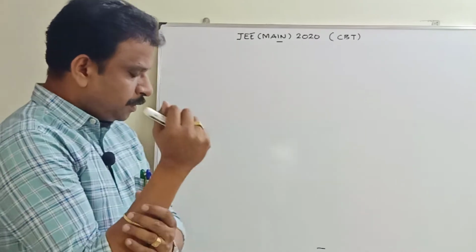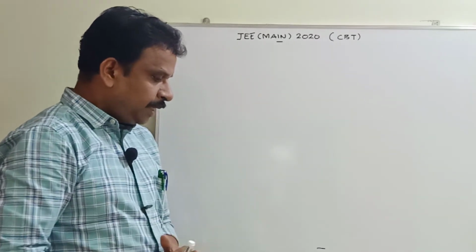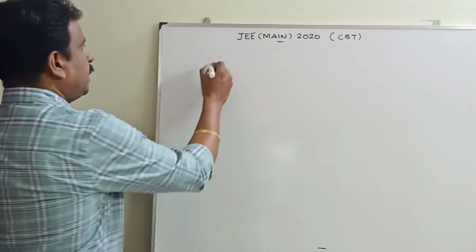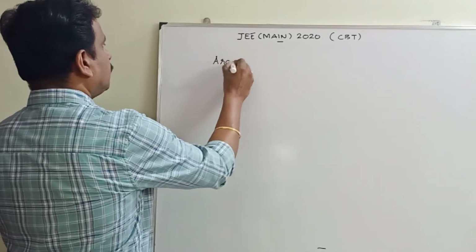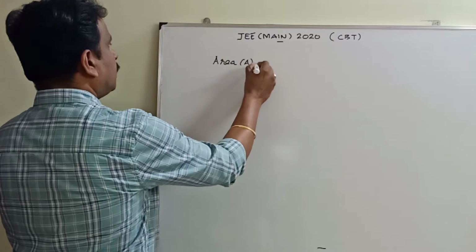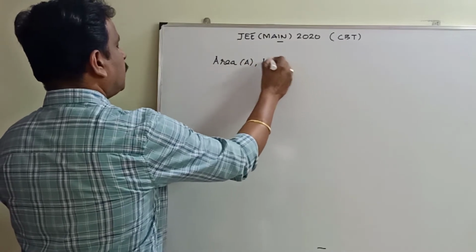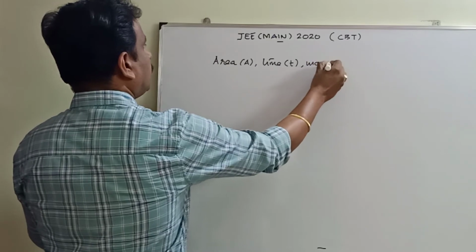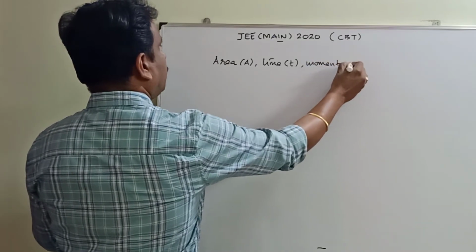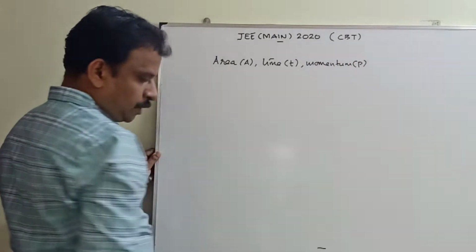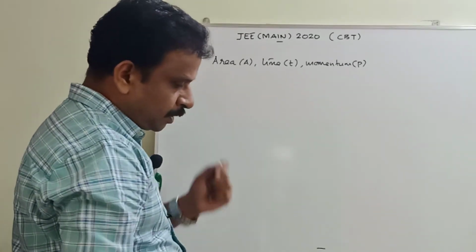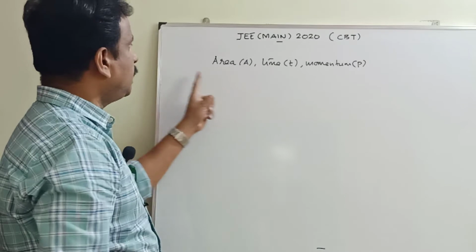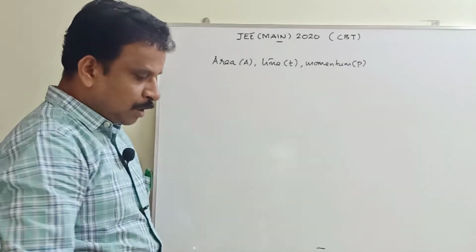The problem says, if area A, time t and momentum p, these three physical quantities are assumed to be fundamental quantities.